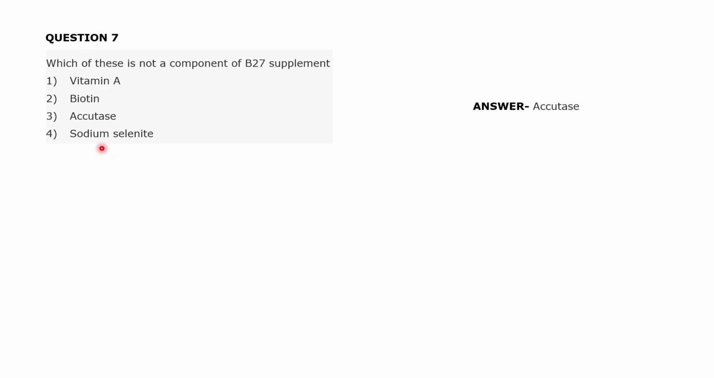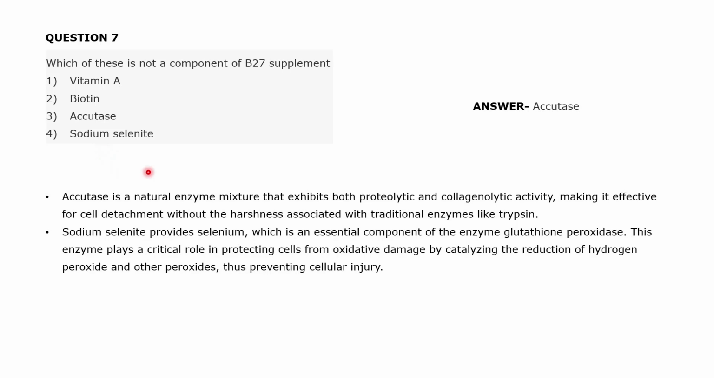Okay, so basically you are right. The answer is accutase. Accutase is a natural enzyme mixture that exhibits both proteolytic as well as collagenase activity. So it is similar to trypsin, collagenase or papain that is used to isolate individual cells from tissue, or if you want to remove a particular cultured cell from the extracellular matrix or a culture plate, then you can use accutase. It exhibits both proteolytic as well as collagenolytic activity, and it is much less harsh as compared to both these enzymes that we have discussed before.